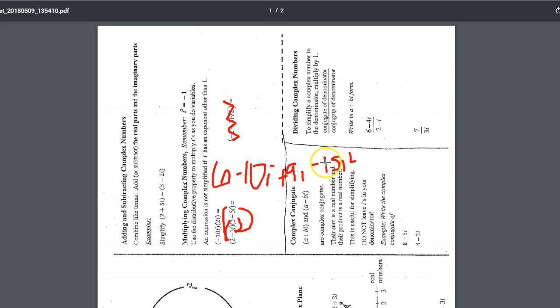Well, wait a second. Doesn't that just become positive 15? Because i squared is negative 1, and that's a negative. Two negatives make a positive. So now I have 6 plus 15, which is 21. Notice I'm writing that first, I'm combining those, and then I'm combining my negative 10i and my 9i, which is minus 1i.